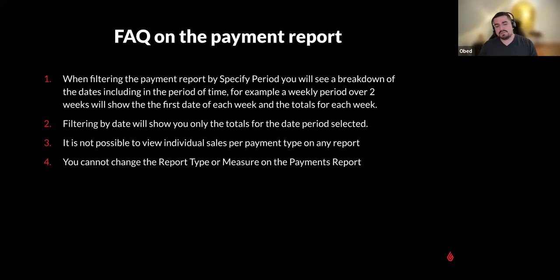A couple of frequently asked questions on the payment report is, when filtering the payment report by specified period, you will see a breakdown of the dates included in the period of time. So for example, a weekly period over 2 weeks will show the first date of each week and the totals for each week. That might not be clear, but it's basically what I was mentioning before.